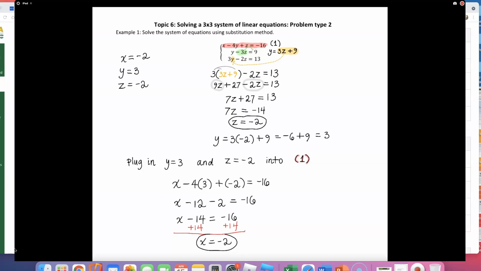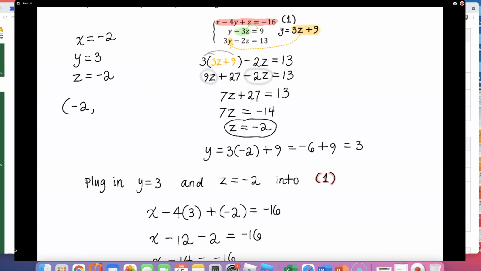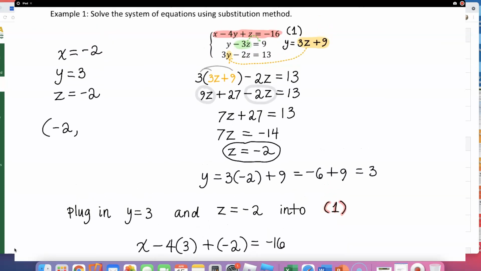You can write this solution as an ordered pair. I said it wrong, right? It's not an ordered pair, it's a triple. So I should say ordered triple in this format. And because this is a unique point, this system is considered consistent, independent.